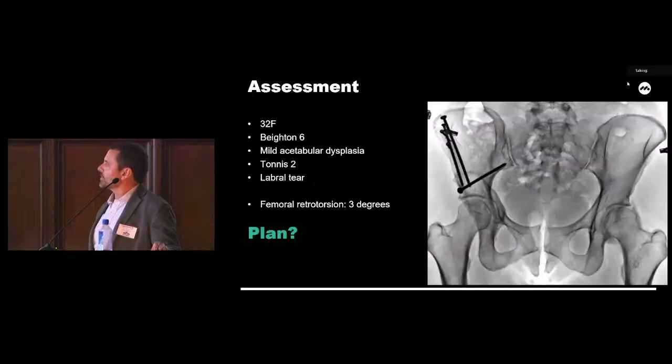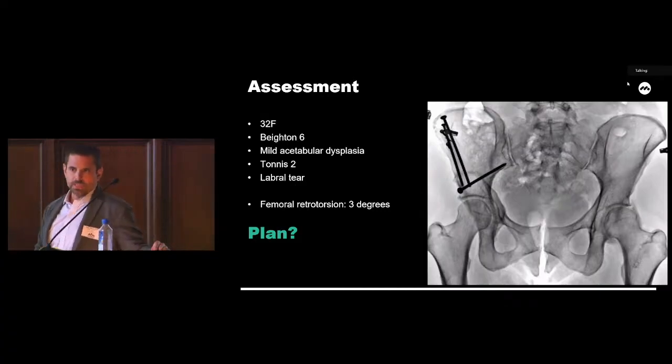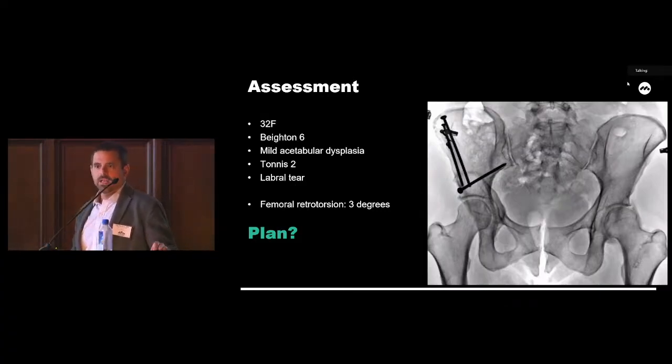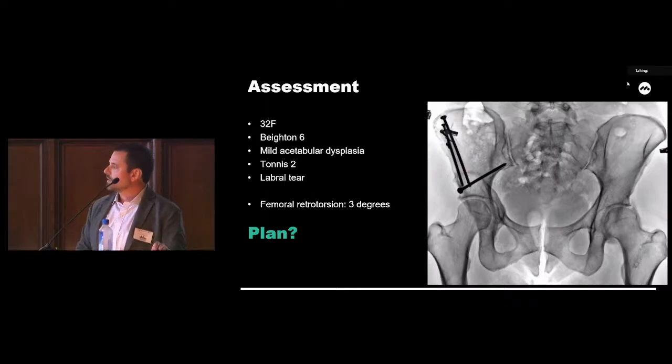So what about this one? So she has 3 degrees of femoral retrotorsion. She has mild acetabular dysplasia. Would somebody take a stand and say, socket side only, femur only, or both? Revise the scope to the femur. It's a PAO, derotational osteotomy, revision scope. Any other ideas?